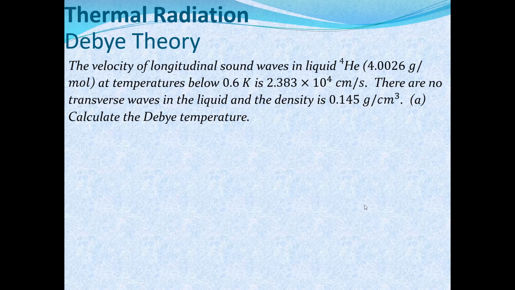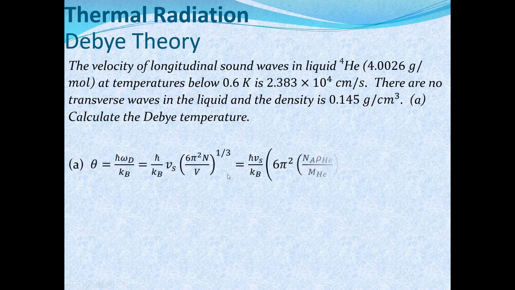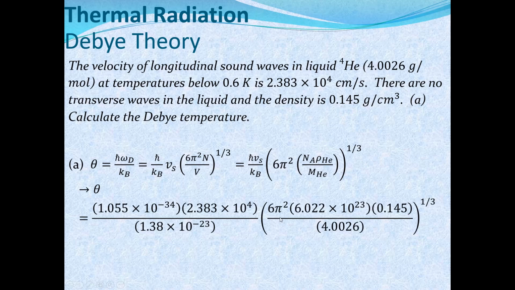All right. So here they give us this information. They want to find the Debye temperature. If you remember, the Debye temperature is found by doing this, using the Debye frequency in this equation. And then the Debye frequency has an equation related to the speed of the wave. In here, we're actually talking specifically about sound waves. So we end up getting this, plugging the numbers in, and we get that the Debye temperature is 19.8 Kelvin.